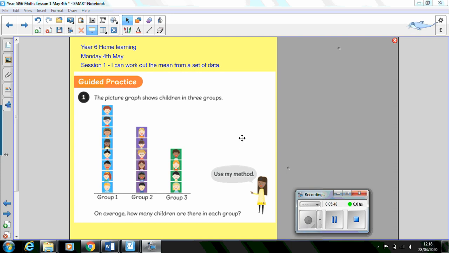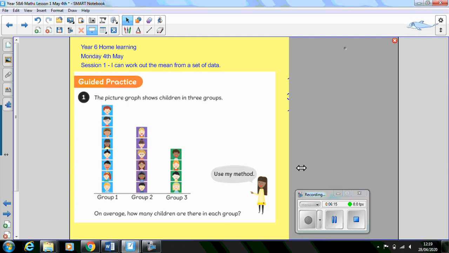So we've got a graph here with the number of children in 3 groups. And what we'd like you to do is use Lulu's method to try and find out how many children are there in each group. Remember that Lulu's method was to add all of these children together and divide by the number of groups that there are. Have 20 seconds or so to see if you can work it out, and I'll go through it shortly.